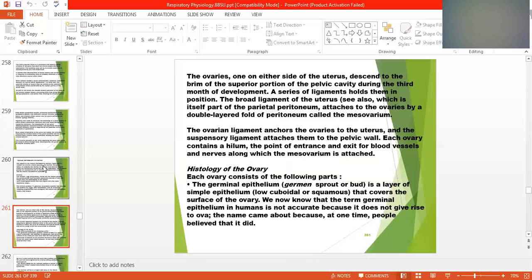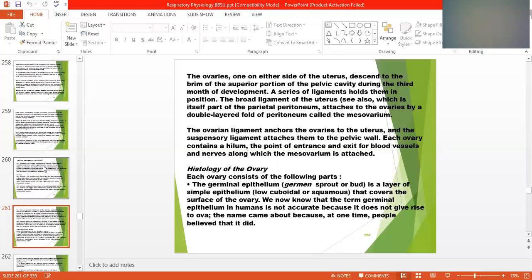Part of the parietal peritoneum, which is part of the peritoneum. Peritoneum is a membrane which covers all the abdominal organs. It is attached to the ovaries by a double-layer fold of peritoneum called the mesovarium. The ovarian ligament anchors, meaning suspends, the ovaries to the uterus, and the suspensory ligaments attach them to the pelvic wall. Each ovary contains a hilum, the point of entrance and exit for blood vessels and nerves, along which the mesovarium is attached.